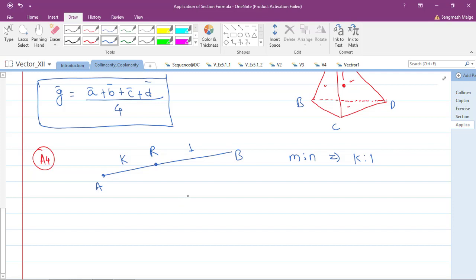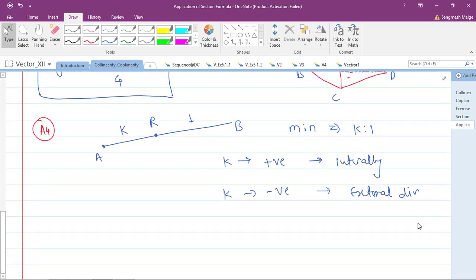If after solving, your k is positive, then you will say R is internally dividing the segment AB, and if k is negative, then we will say it is an external division. You will understand once I take one small question. It's very simple, so let's directly jump to the questions.